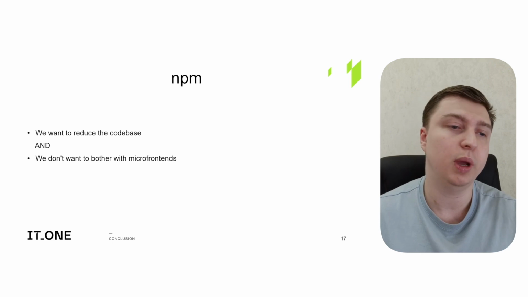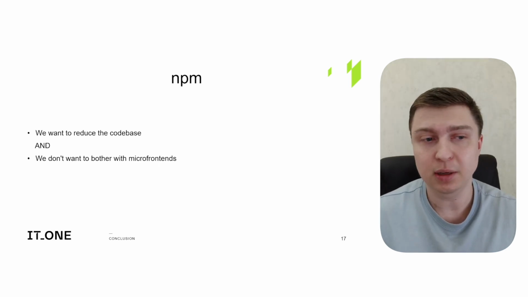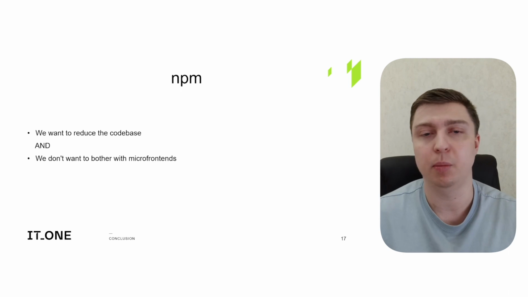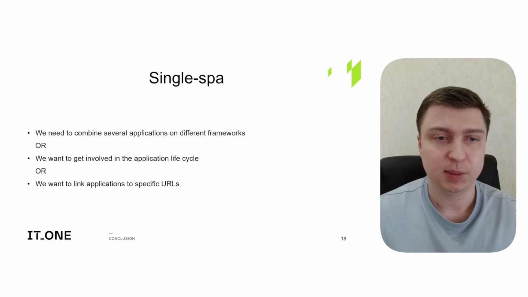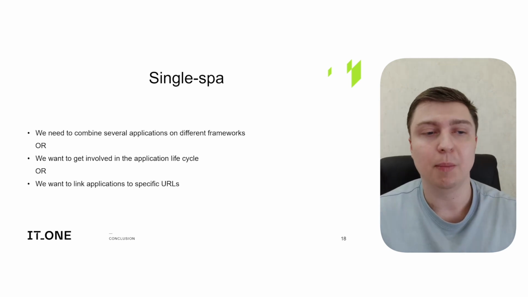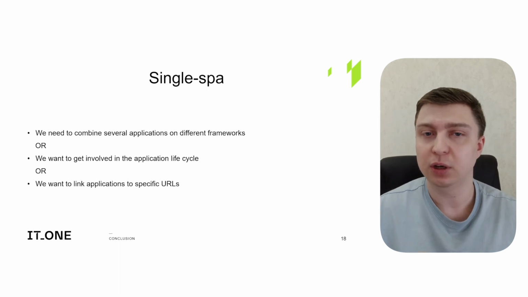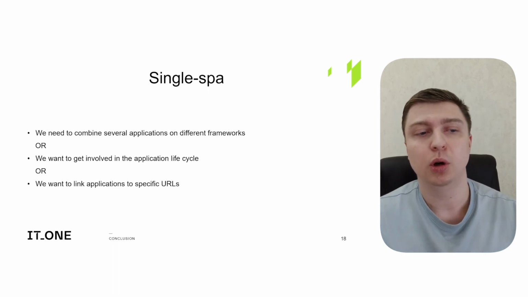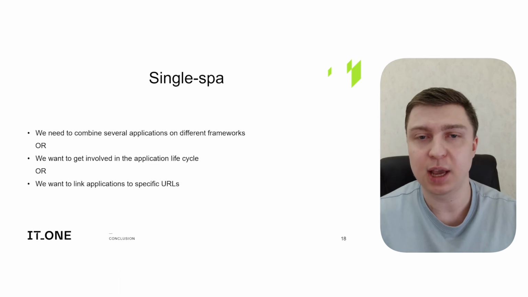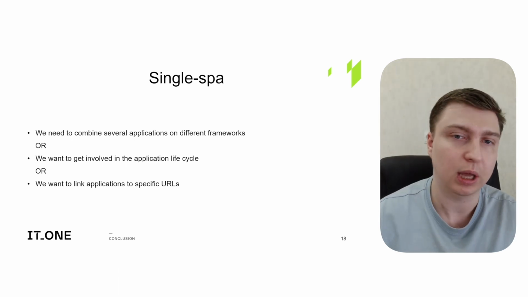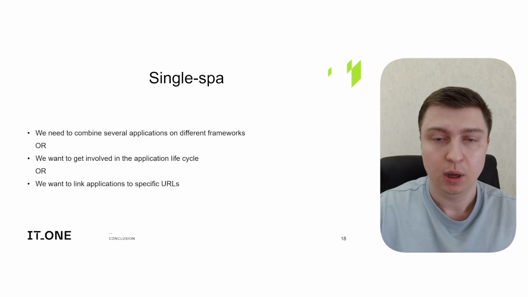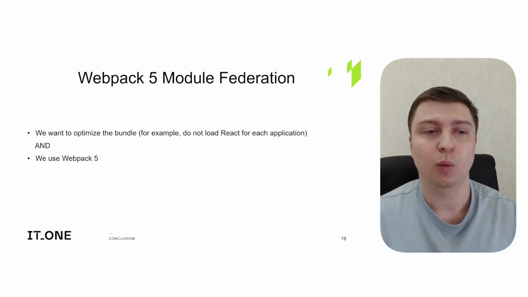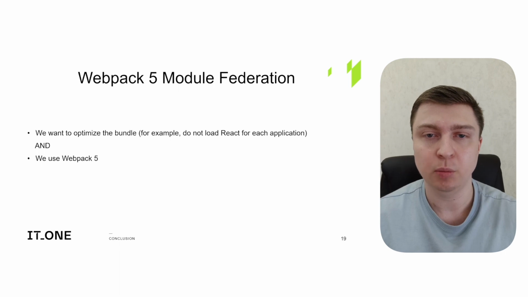NPM is a good decision when you want to reduce the code base and you don't want to bother with Microfrontends. And Microfrontends part, single-spa. If you need to combine several applications on different frameworks, or you want to get involved in the application lifecycle, like load, mount, unmount, etc. Or you want to link applications to specific URLs. And last one is the Webpack 5 Module Federation plugin.